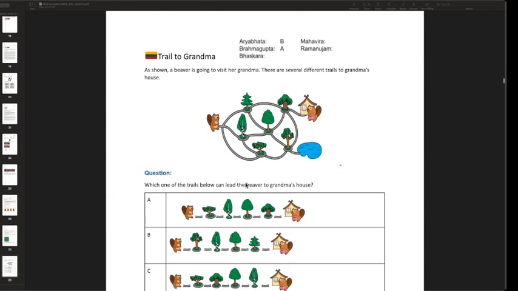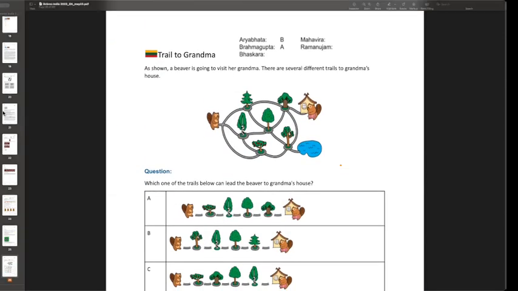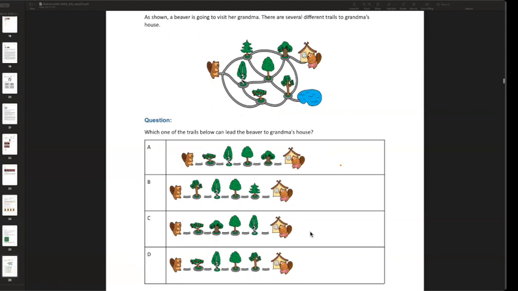This one. So this beaver is trying to go to its grandma. So for that, there are multiple routes to go, and you have to figure out which of the routes is correct.